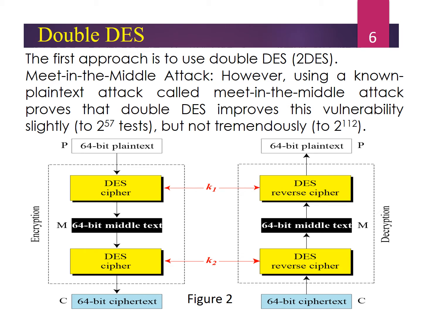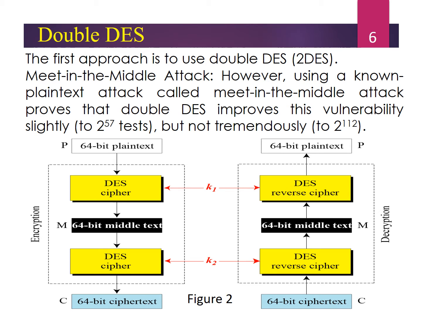In double DES, the first approach is the meet-in-the-middle attack. Using a known plaintext attack called meet in the middle, it is shown that double DES improves this vulnerability only slightly, to 2 to the power of 57 tests, but not tremendously to 2 to the power of 112.